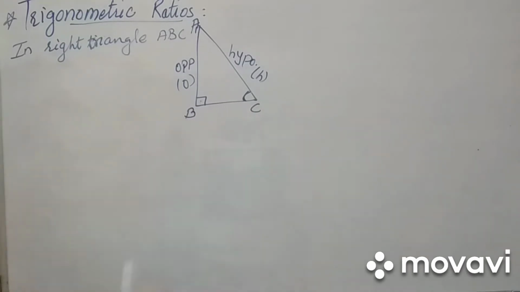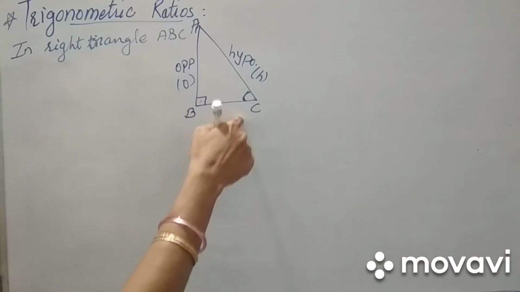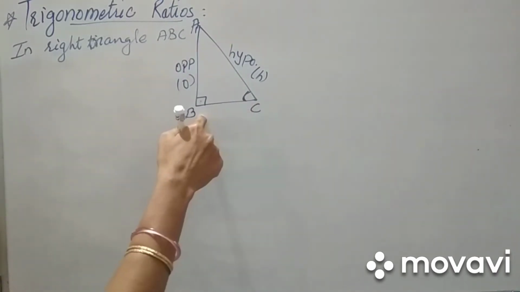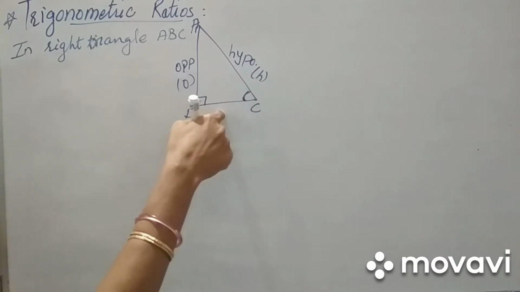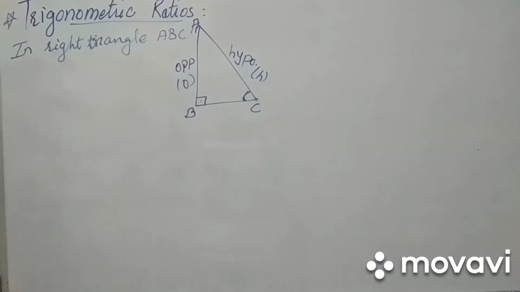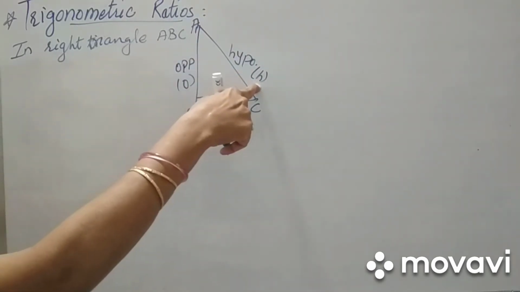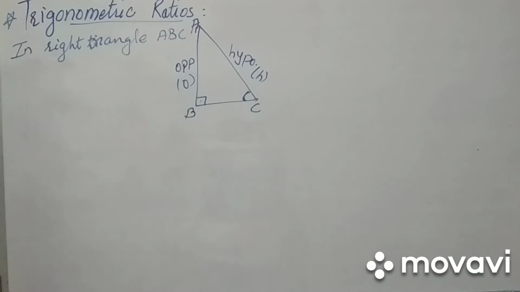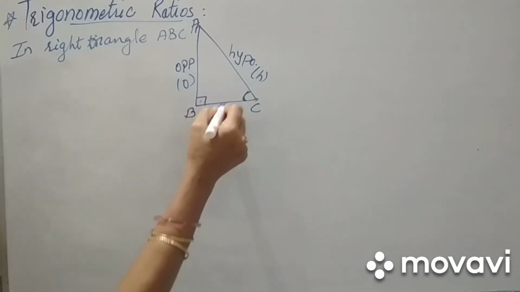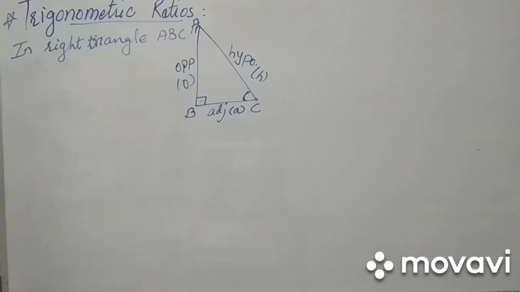And adjacent side means near one. Two sides are adjacent, AC and BC. Both are the adjacent sides for the angle C. But as we have presented AC as hypotenuse, only one side is remaining. So this is known as the adjacent side A. Now here I will use these short forms only, OAH, for the various trigonometric ratios.